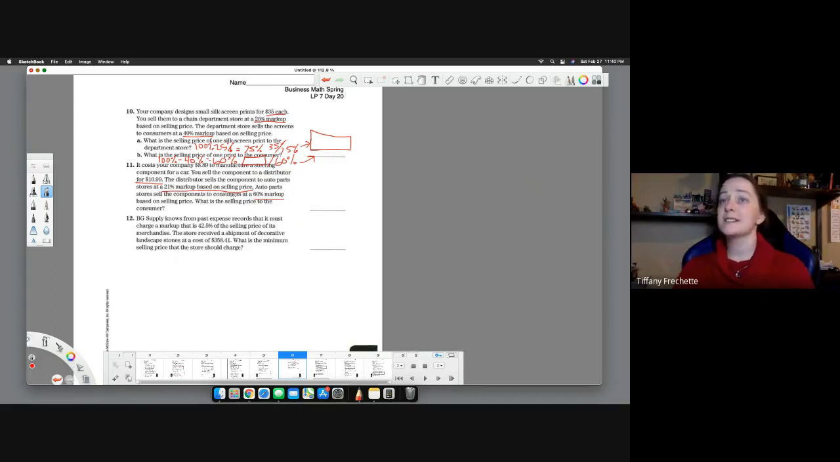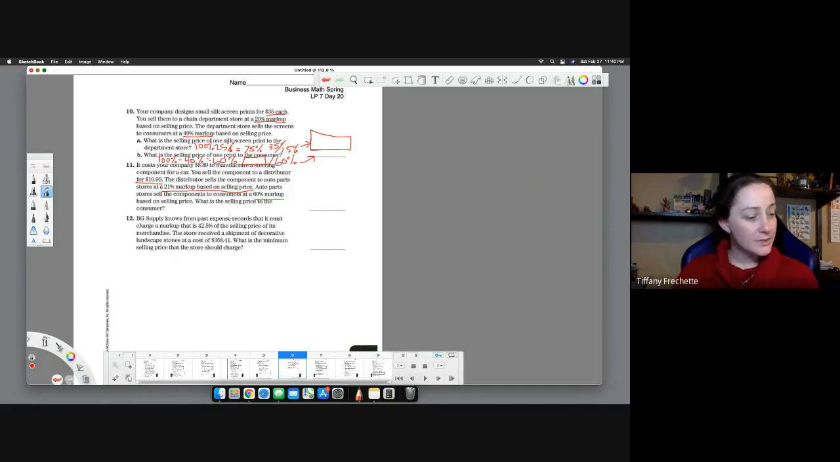So you're doing the exact same thing. You need to first figure out how much it costs the distributor to sell it to the auto parts store. How much are we charging them to buy this piece? And then once you figure that part out, you can use that number to calculate how much the selling price will be to the individual consumers from the auto parts store. So same thing, two-part calculation there.